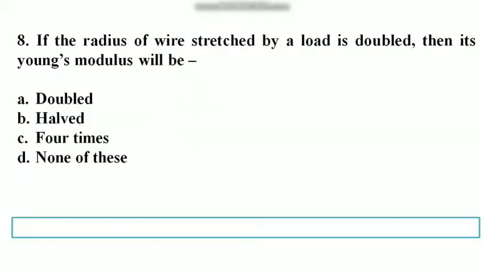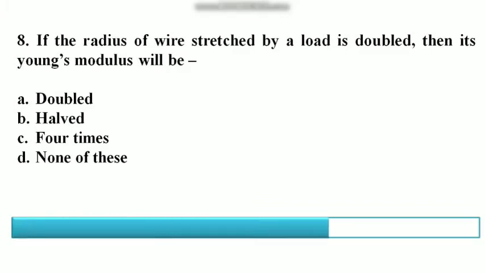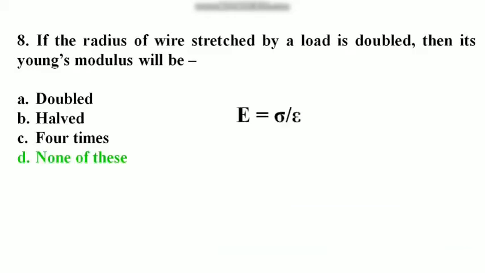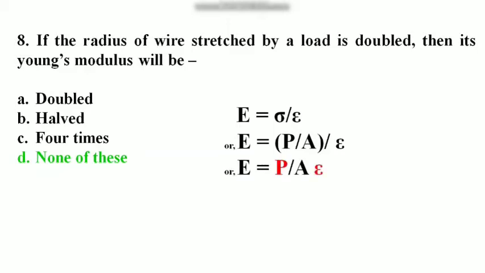If the radius of a wire stretched by a load is doubled, then its Young's modulus will be: option A, doubled; option B, halved; option C, 4 times; and option D, none of this. We know Young's modulus equals stress by strain. If we replace the value of stress with load by area, that is P by A, we get E equals P by A into epsilon.